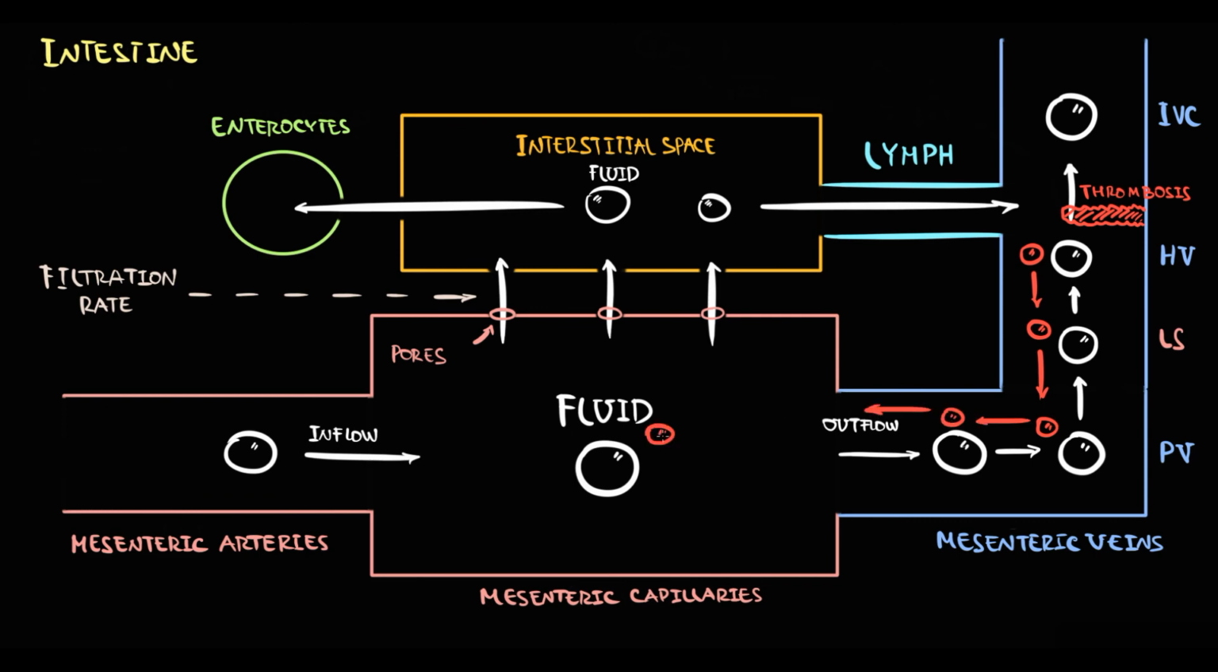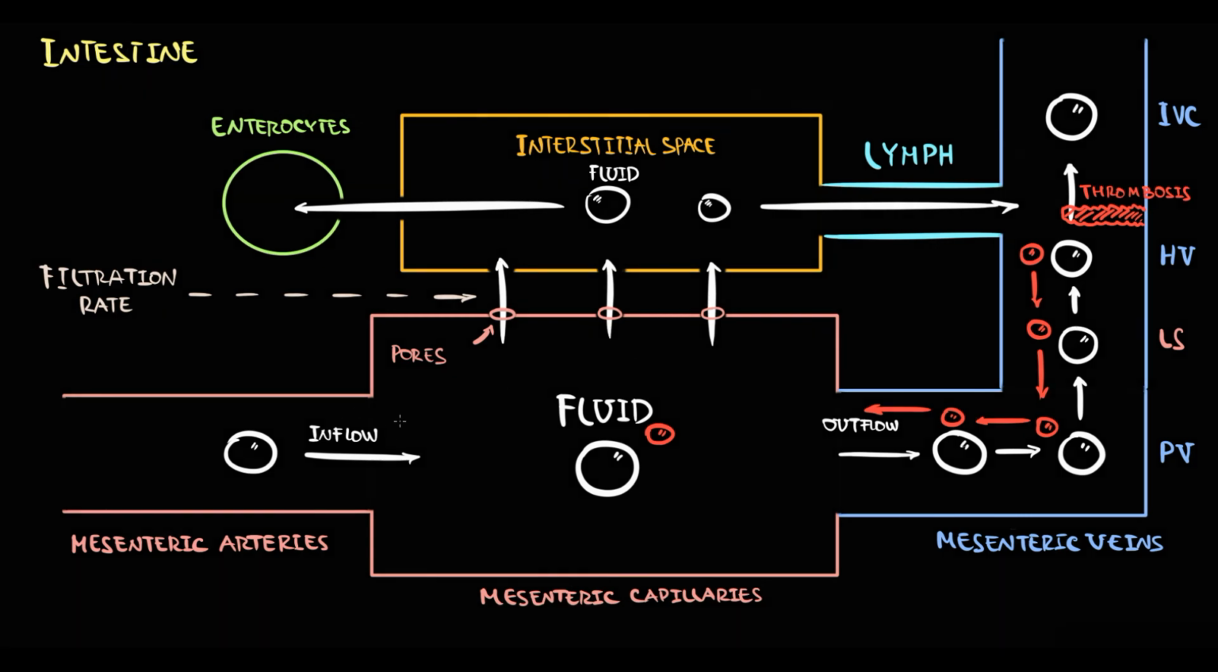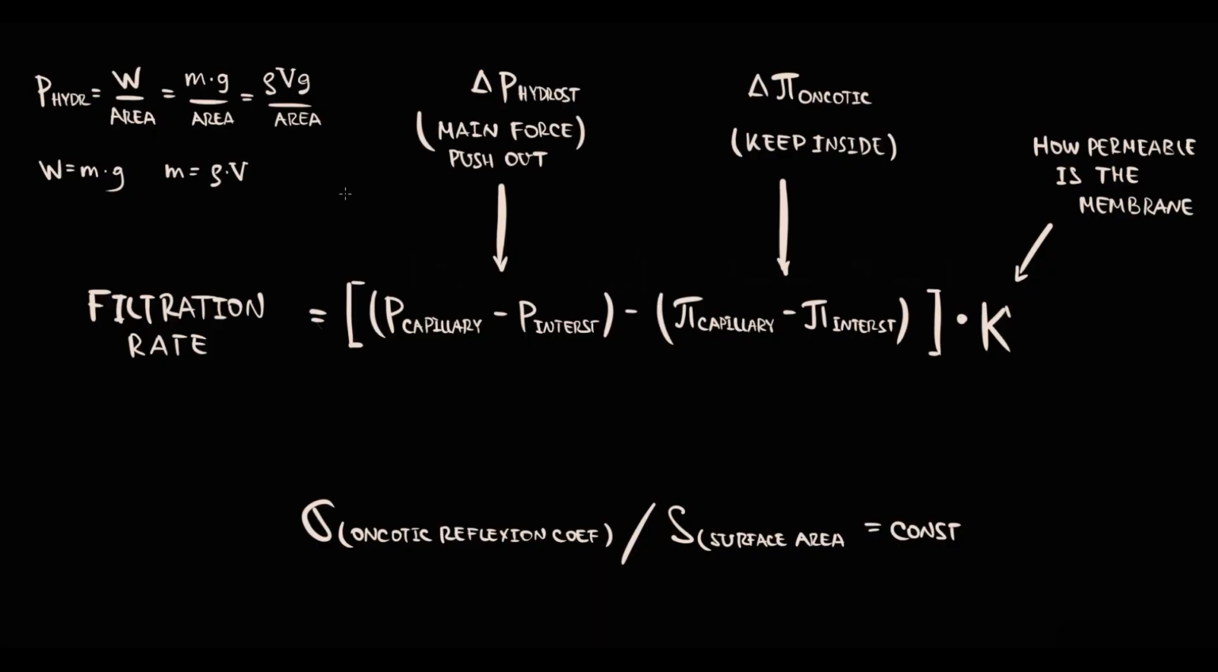So we can say that fluid outflow decreases, but fluid inflow to mesenteric capillaries remains the same. As a result, fluid begins to accumulate inside the mesenteric capillaries. With increase in fluid volume, hydrostatic pressure increases. Increase in hydrostatic pressure causes an increase in filtration rate, because recall that volume and hydrostatic pressure are directly related.